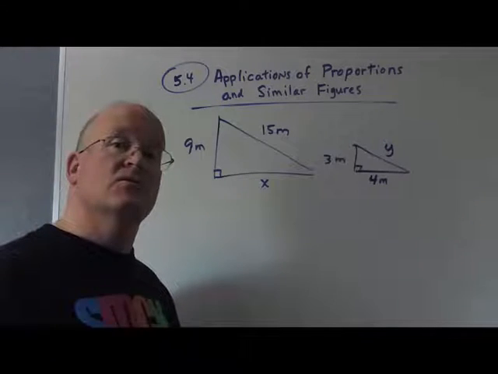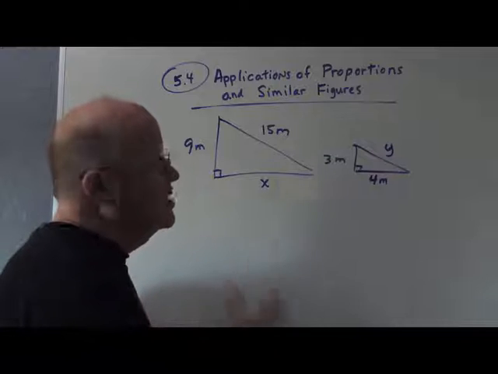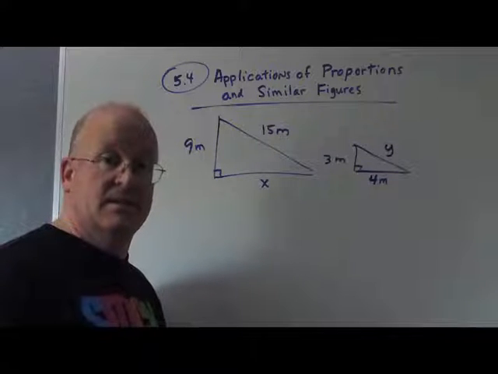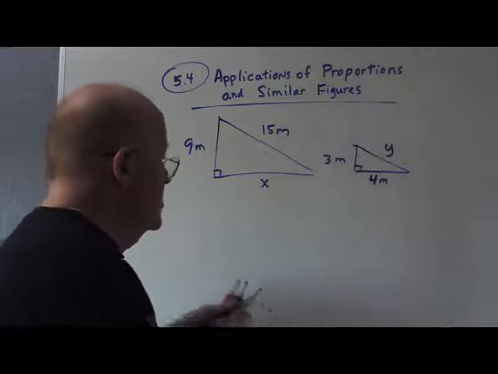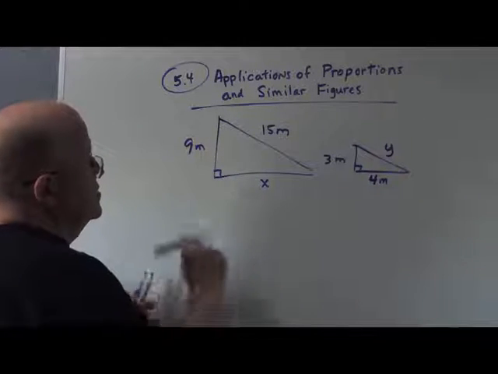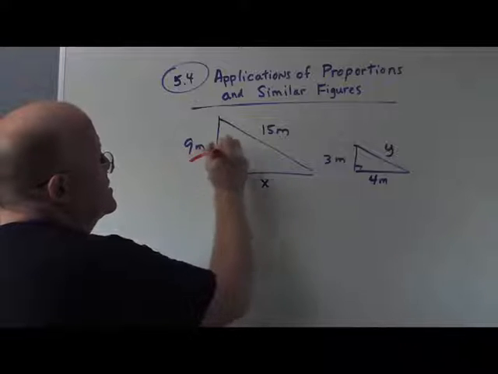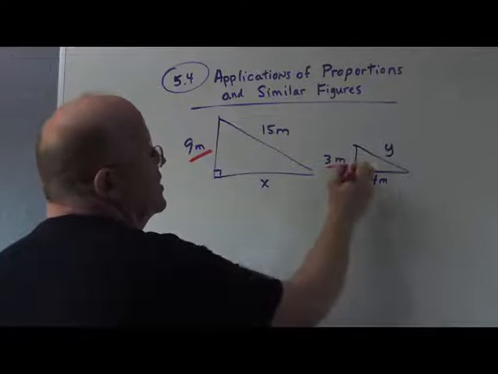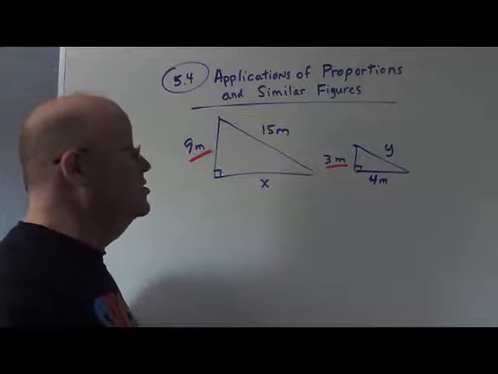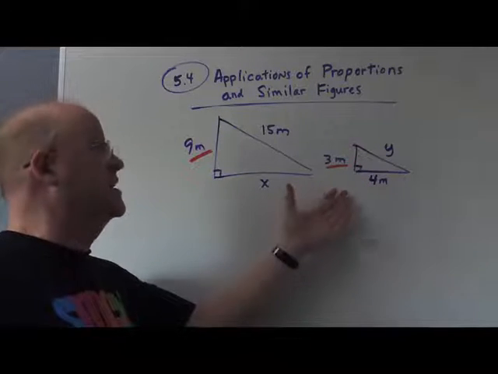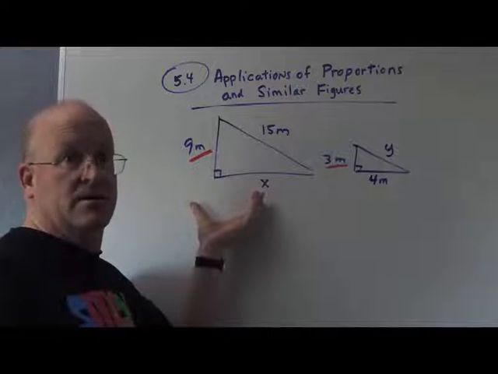Now, similar figures are figures that are the same shape but not necessarily the same size. They're enlargements or shrunk down versions of each other. Now, what you want to do is find the corresponding sides that match up with each other. Here we have that the 9 meters matches up with the 3 meters.